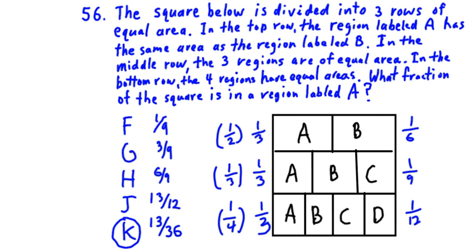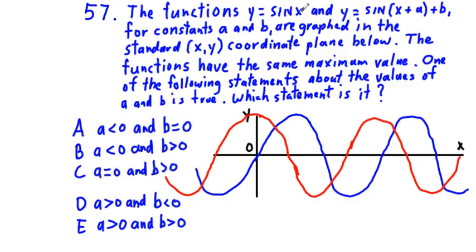Next, 57. We have the functions y equals sine x and y equals sine quantity x plus a plus b, for constants a and b, graphed in the standard xy coordinate plane below. The functions have the same maximum value. Well, the same maximum value is going to be informed by what b is. B is what shifts the graph up and down. And so really our only possible answer choice here is A, where b equals 0, where we have no change. And then a is going to shift this right or left. So that's what 57 is.